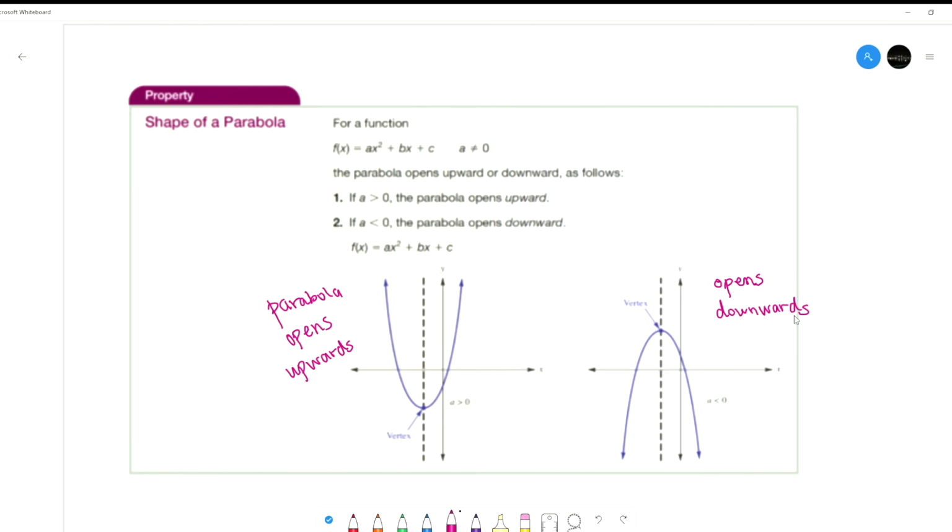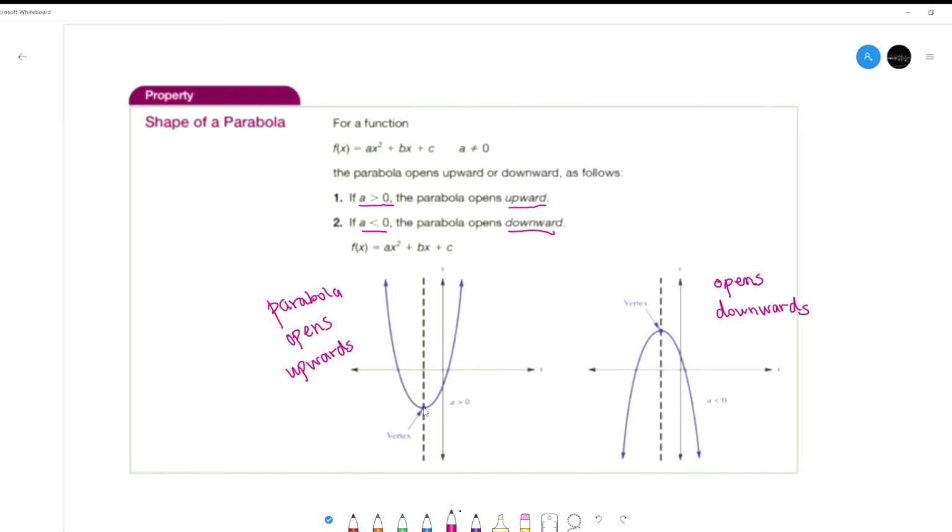So how do we know whether the parabola opens upward or downward? You can tell by the a. So if you see that a is greater than 0, then it opens upwards, right? If it's less than 0, meaning if it's a negative number, it's downward, okay?